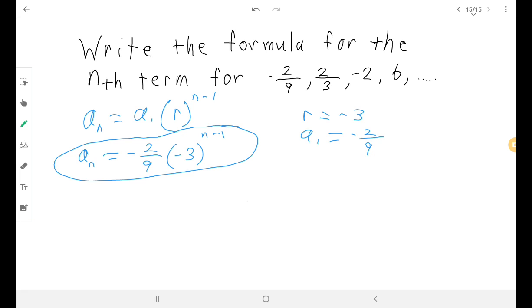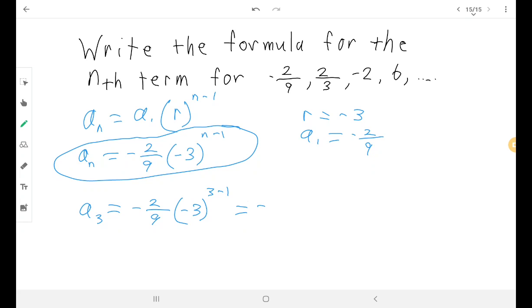Let's check it just to be sure, but you'll see that it is true. Let's get the third term. That would be, we should be looking to get -2, right? So that's -2/9 times -3 raised to the 3 minus 1. Notice n and n are being replaced by 3 and 3, right?